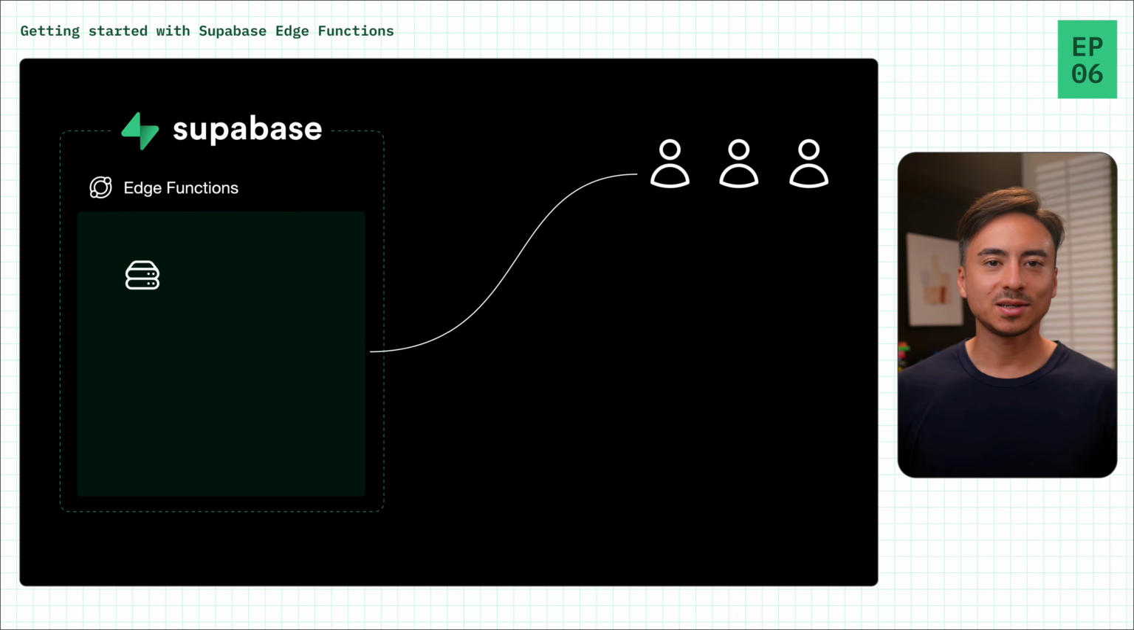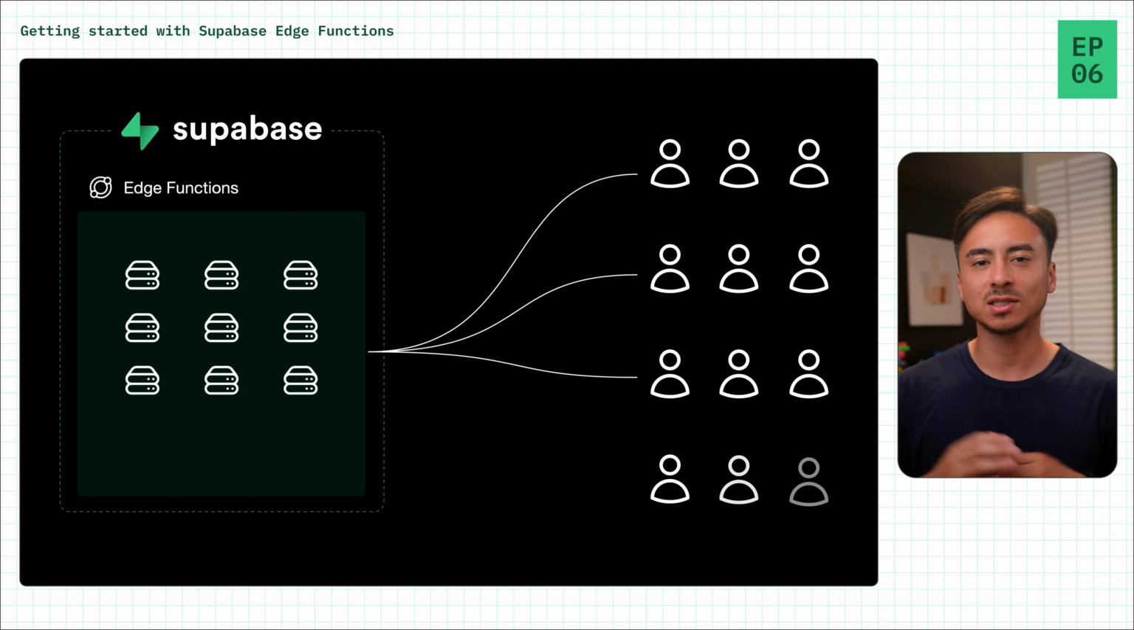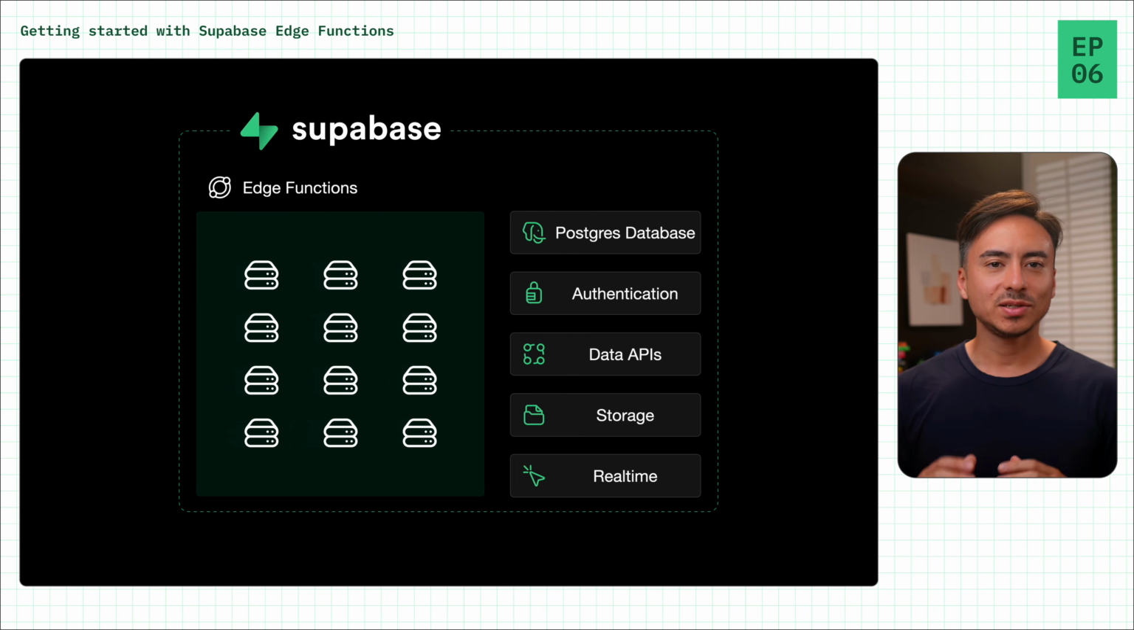They are serverless, so you don't need to manage any infrastructure. You just write the code, deploy it, and let Supabase handle the scaling. And they integrate seamlessly with the rest of Supabase: your database, auth, storage. You have easy access to all of them inside your Edge Functions through the Supabase client library.